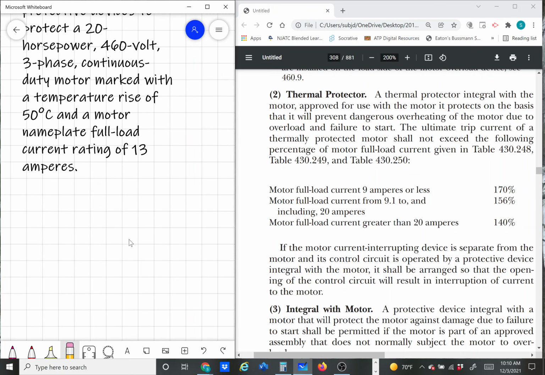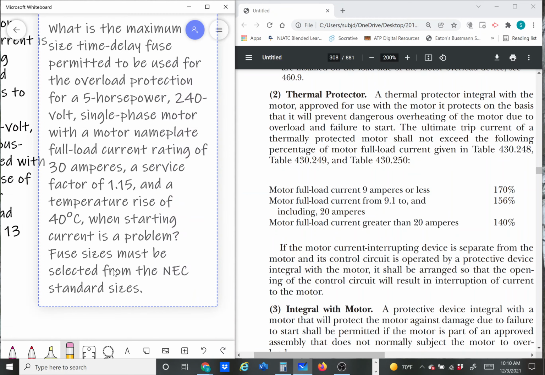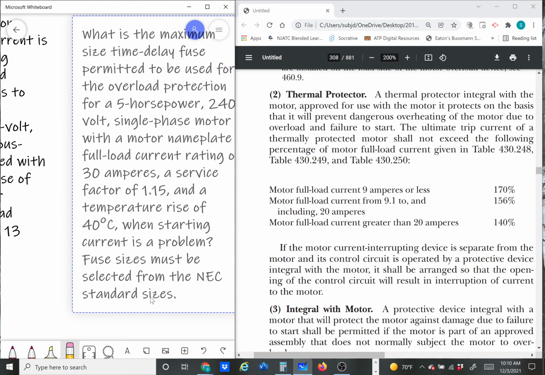Okay, last but not least. Sorry, I made a mess of that one.